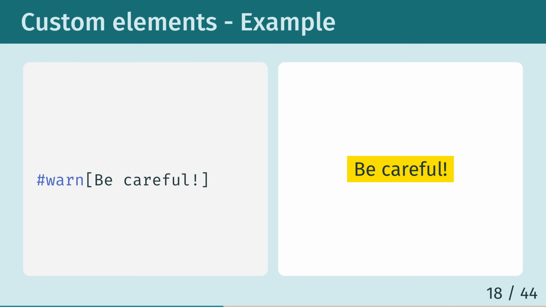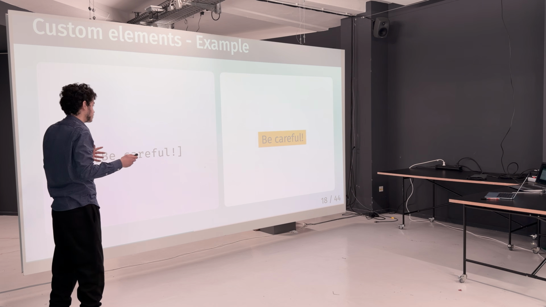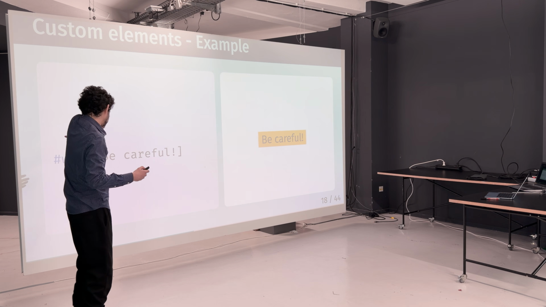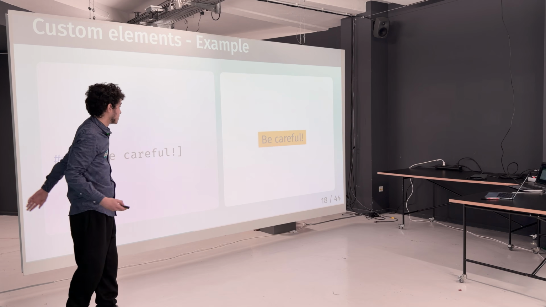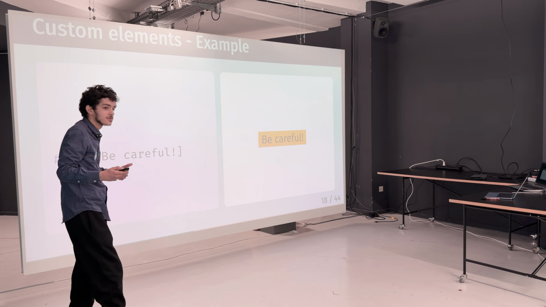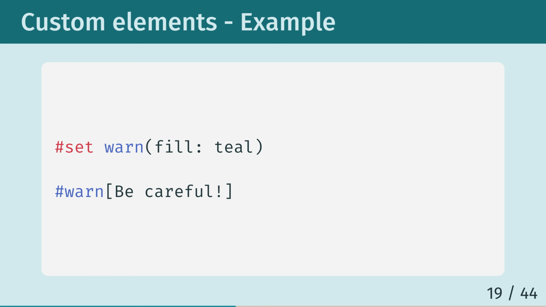And basically, when you use this, okay, I made a warning box, you have a function that can be used to create warning boxes. So I write, okay, hash warn, be careful, that's a warning, right? But now, what if I want to style those warning boxes? I might try to use a set rule to, let's say, change the background, right? Maybe the guidelines enforce this.